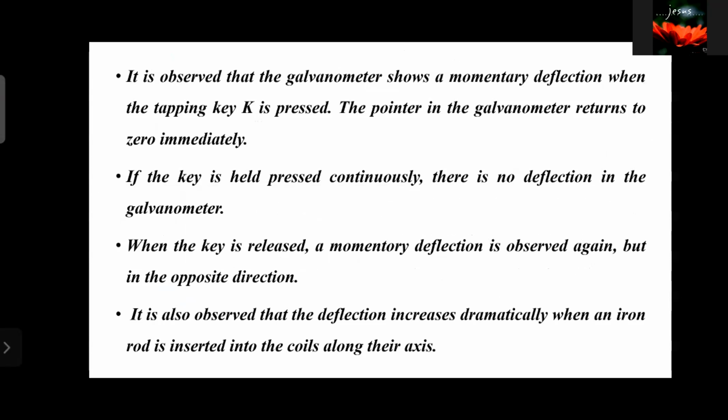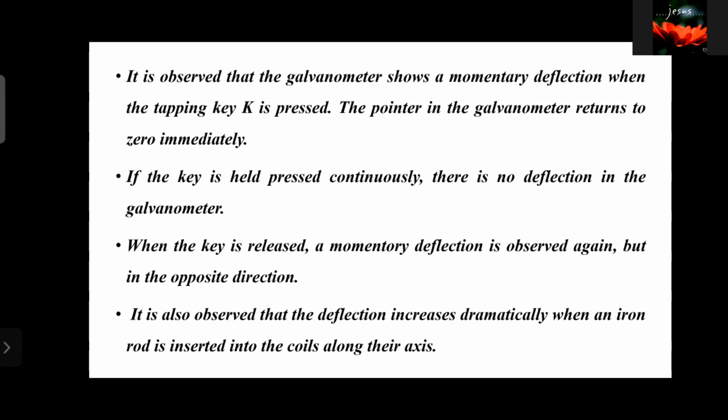There is no deflection for a long time, only for a moment, and then the galvanometer comes back to zero. If the key K is held pressed continuously, there is no deflection. In the earlier experiments, when the bar magnet is moving or the coil is moving, the current is induced. But in the C1 coil or C2 coil, when the key is pressed continuously, there is no deflection in the galvanometer.